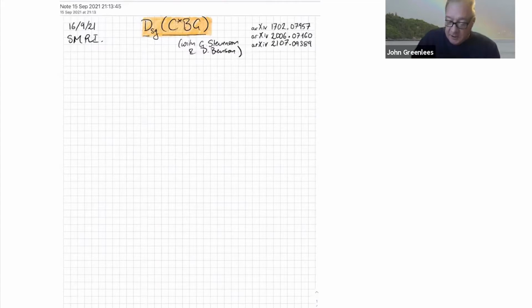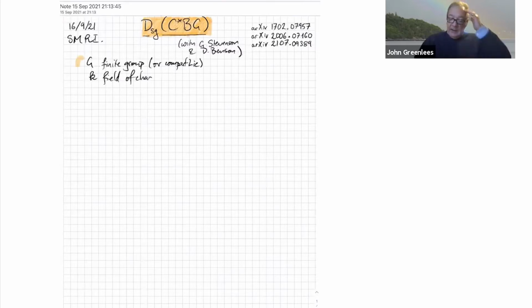Okay, so we're going to start with G, which you should think of as a finite group, but sometimes I'm going to let it be a compact Lie group, but I'll tell you when. And we're going to have a field k. You might make it the field with p elements, a field of characteristic p. And we're going to look at the representation theory over k.